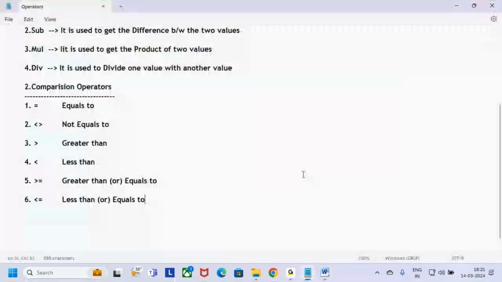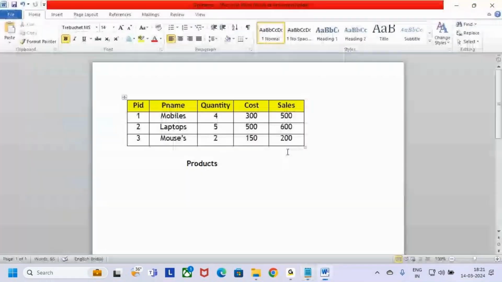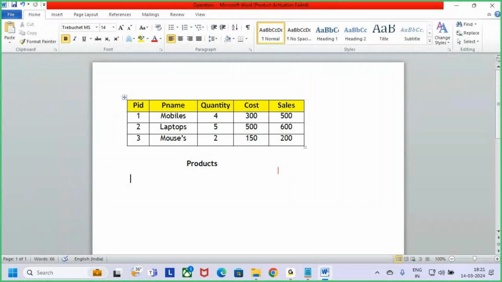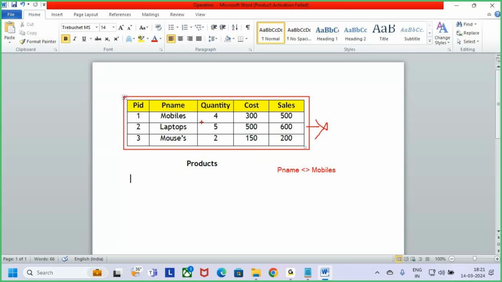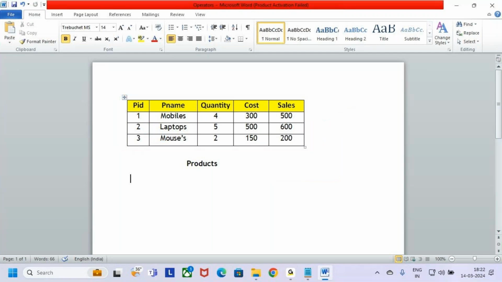And next one is not equals to. So not equals to is nothing but opposite, guys. Let's say now I want to find out the product details with the product name not equals to mobiles. So in the table I have a total of 3 products, but in the output I want to get only the products where the name is not equals to mobiles. So how many products are there where the name is not equals to mobiles? One is laptop, second is mouses. Not equals to means opposite. Whatever the values you are passing, except these product details, the remaining product details I want to get. That is laptops and mouses. These 2 product details I want to get in the output. So this is the functionality of not equals to, guys, when to use it.